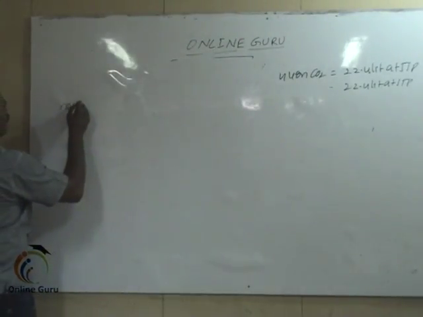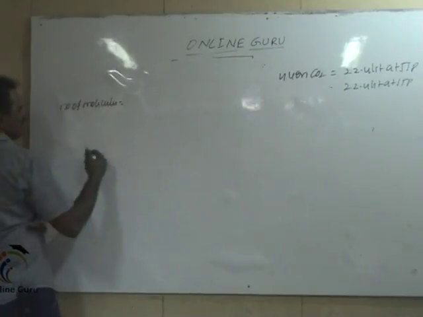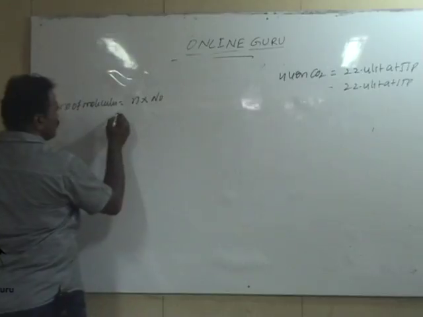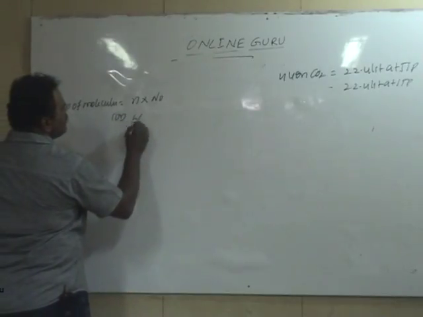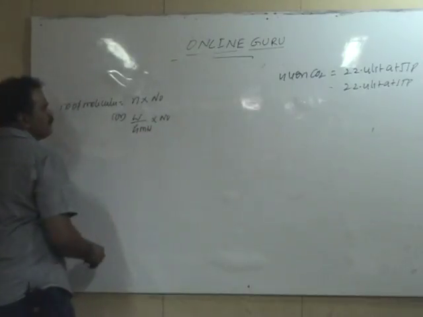Number of molecules equals number of moles into Avogadro number, or weight by gram molecular weight into Avogadro number.